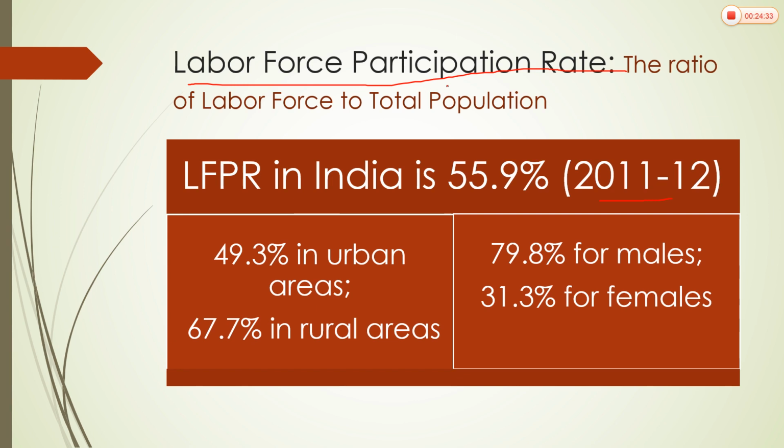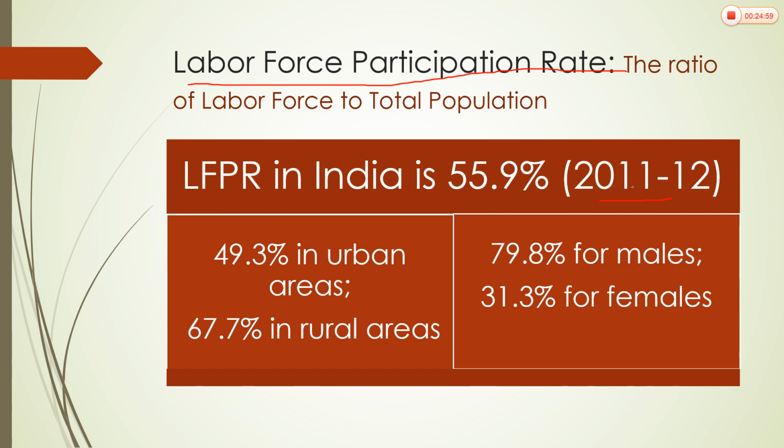So how can we apply the formula? It is total labor force upon total population into 100. So the labor force participation rate in your family would be 2 upon 5 into 100, which is 40%. 40% of your family is a part of the labor force. Okay, so this is how labor force participation rate is calculated.